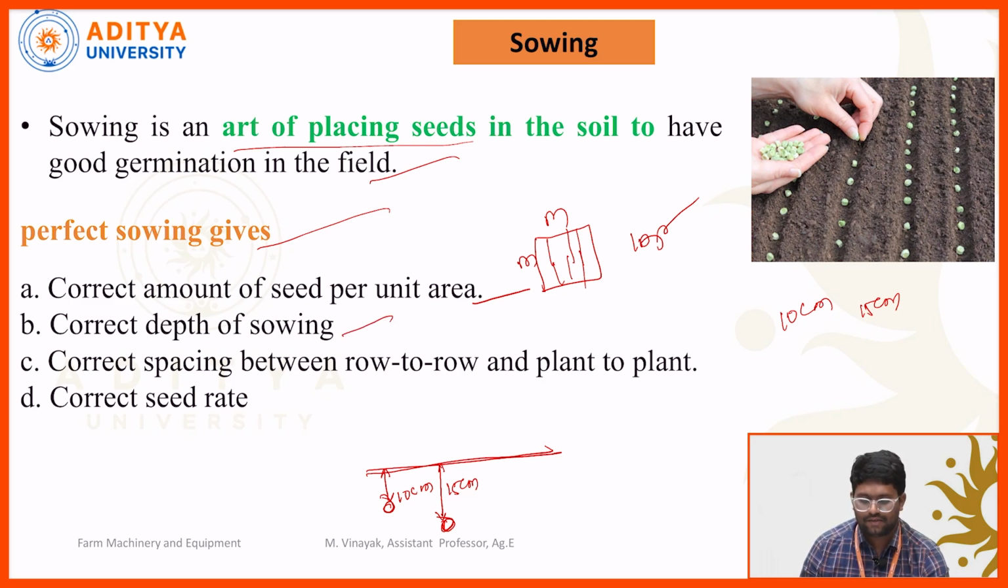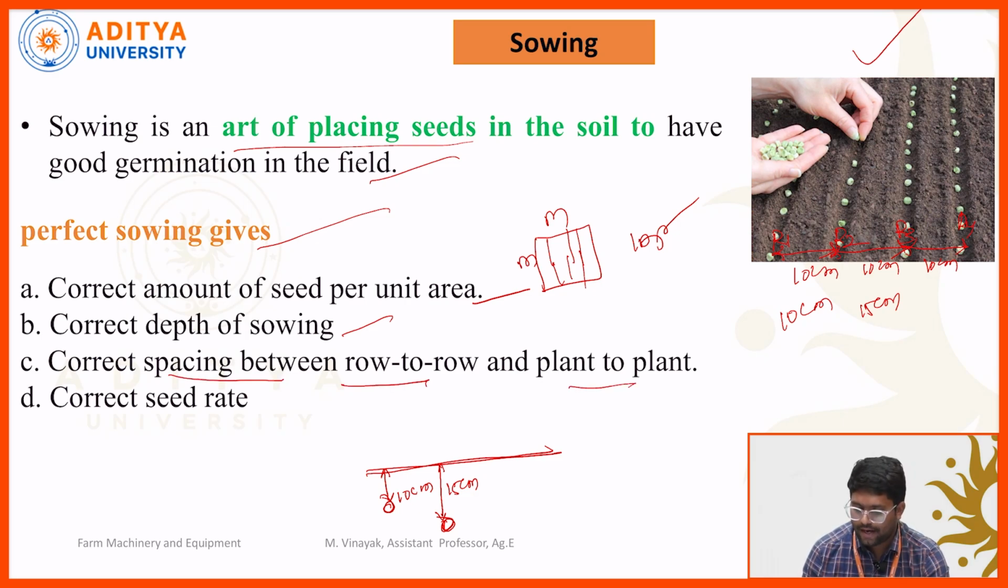Next one is the correct spacing between row to row as well as plant to plant. Suppose we look at this image. This one is row 1, this one is row 2, this one is row 3, this one is row 4. We need to maintain equal spacing between the rows. Suppose it takes 10 centimeter spacing, 10 centimeter, 10 centimeter, like that. We need to maintain the optimum spacing between the two rows. That is the correct spacing between row to row.